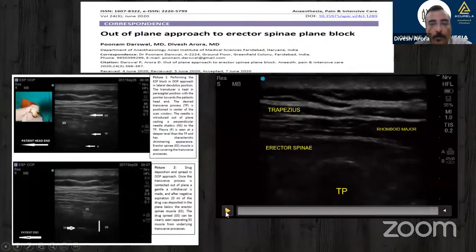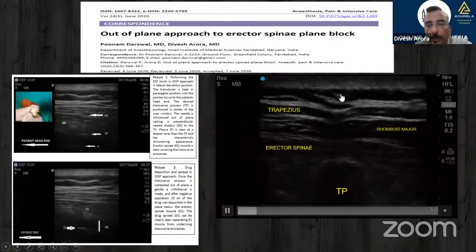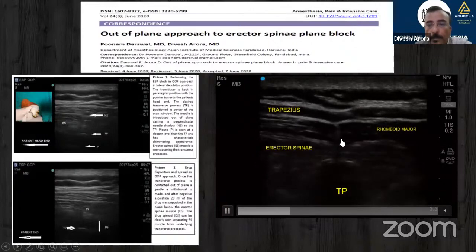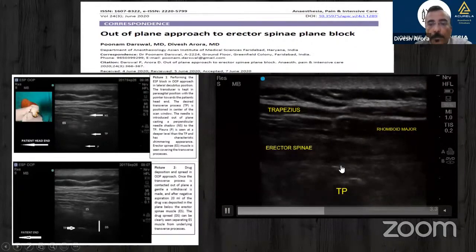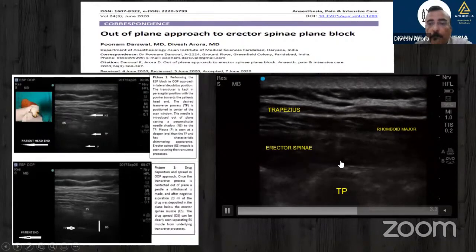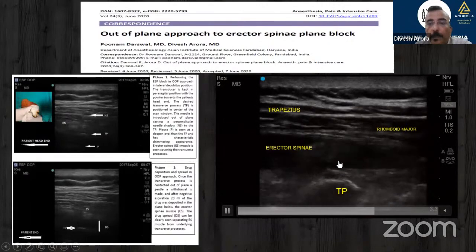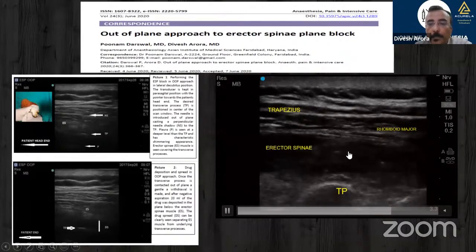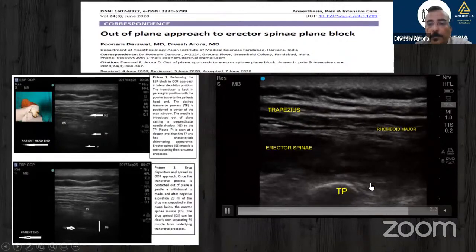So I'll show you a small video. This is the standard of care we normally follow in our department. You can appreciate the needle coming from the anterior towards the posterior surface, and I'm attempting to hit the transverse process with the needle. Once I hit, I give a test injection, and subsequently the main injection is given, and you can very well appreciate the entire erector spinae muscle getting lifted off the transverse process.